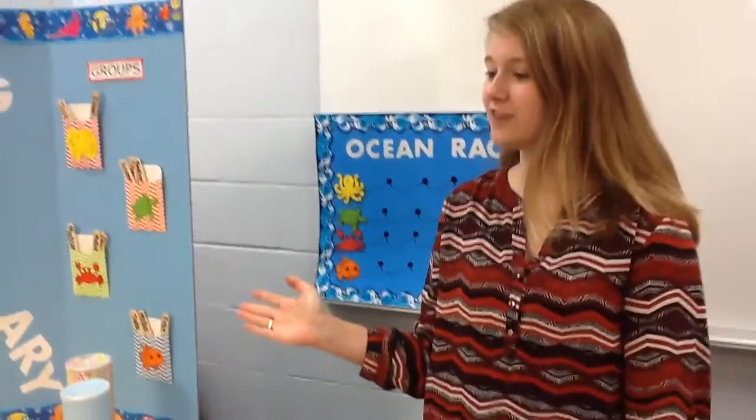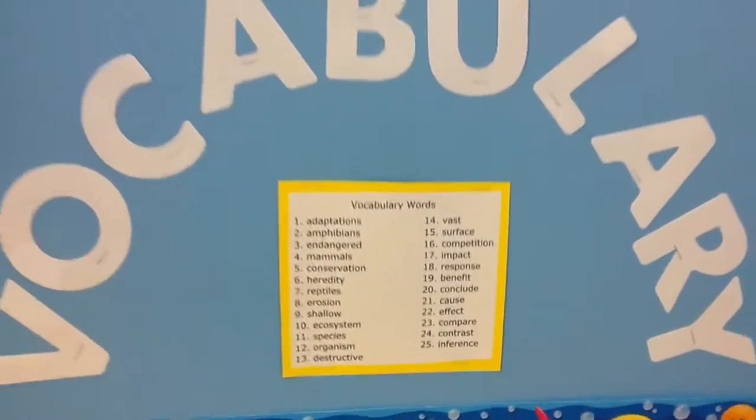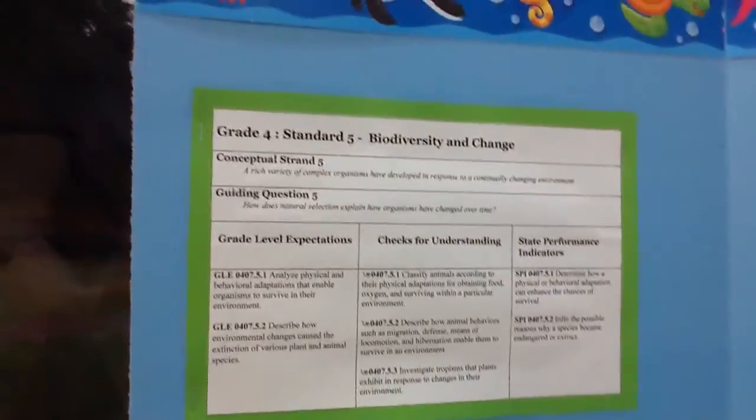My name is Rebecca Clinard, and this is my 4th grade vocabulary learning center. It's titled Diving Deep into Vocabulary, and it incorporates ELA and science standards. My vocabulary list came from the Tennessee Academic Vocabulary List. Those words incorporate with my science standard, which is on biodiversity and change.